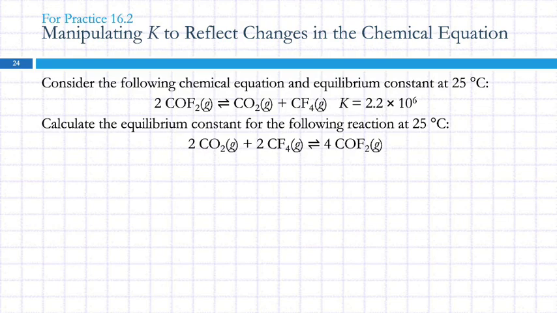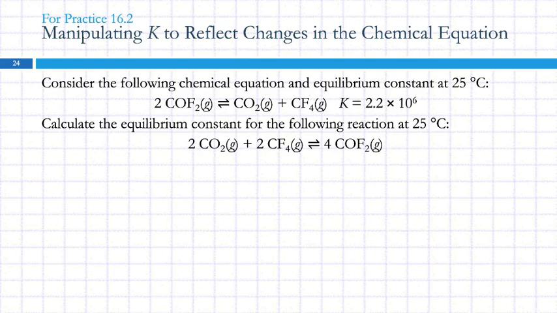Okay, let's practice manipulating an equilibrium constant to reflect changes in the chemical equation. So, consider the following chemical equation, and here's the equilibrium constant given to us at 25 degrees Celsius. We don't use the temperature in the calculation, but as with rate constants, equilibrium constants can change with temperature. So the temperature is typically specified. Calculate the equilibrium constant for this reaction, also at 25 degrees.